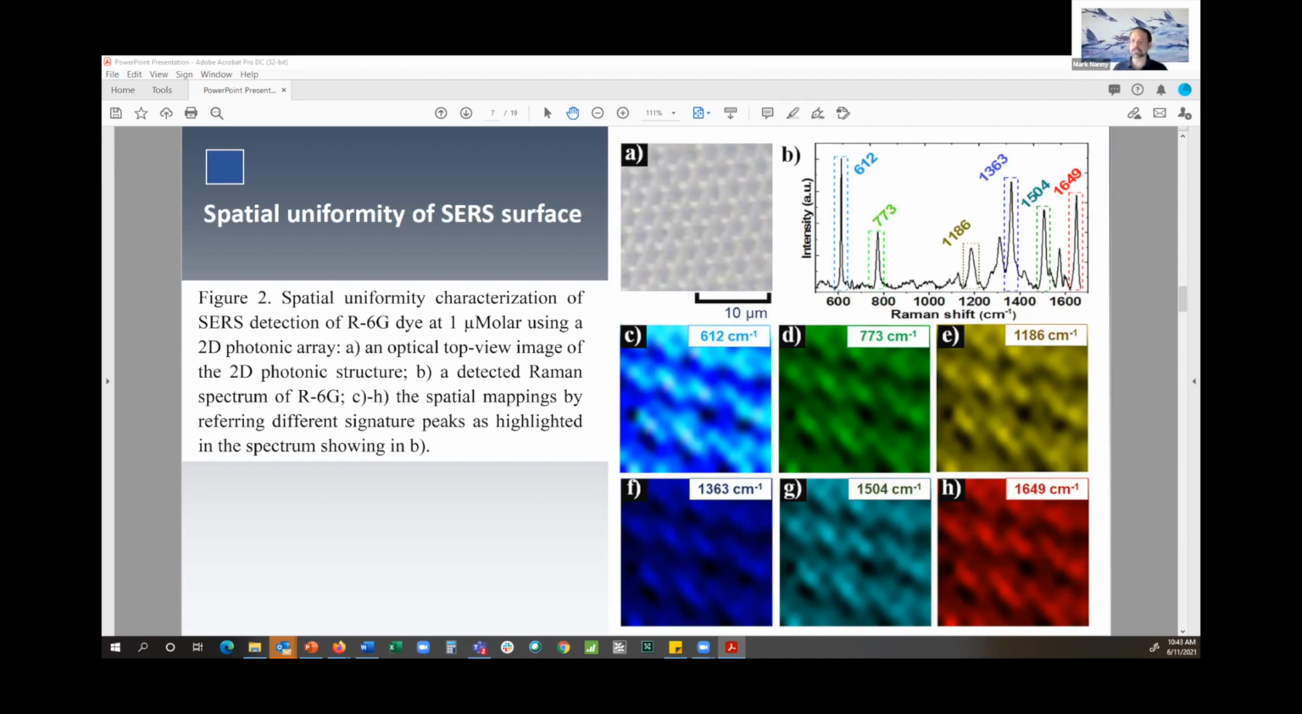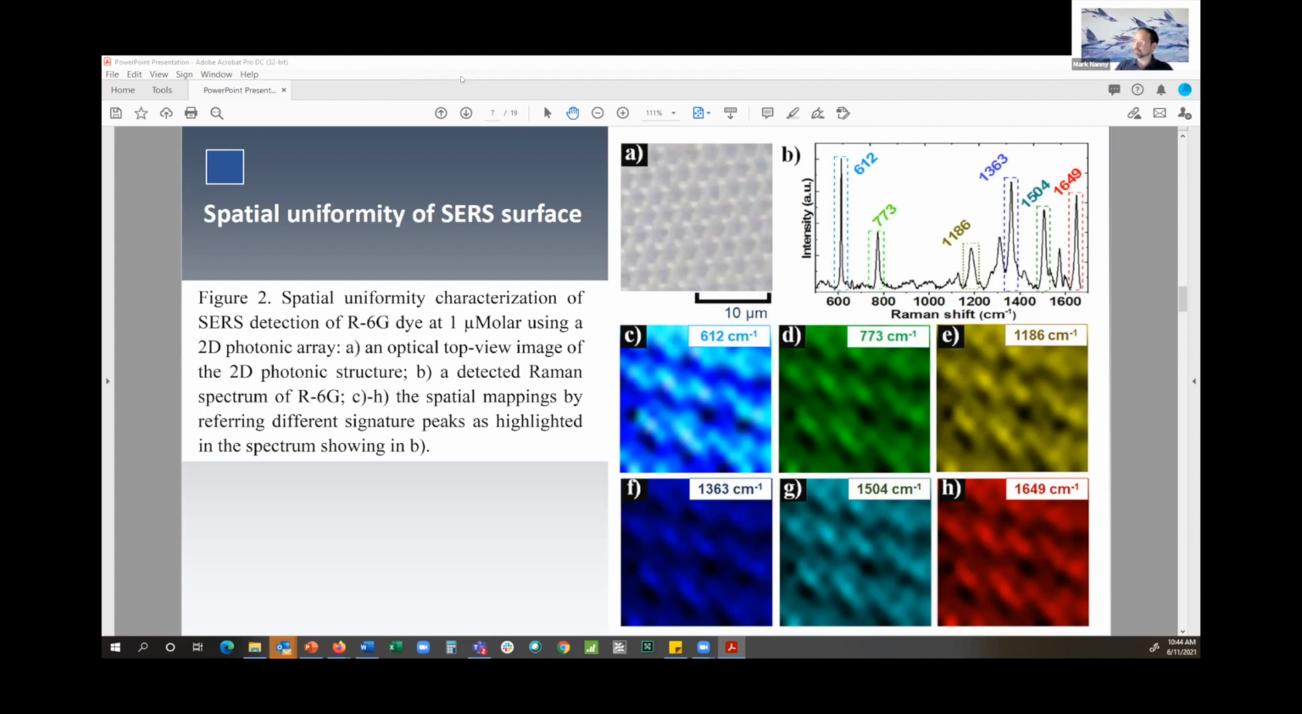We were testing it with R6G dye, which is a very common dye standard used in Raman spectroscopy. And you can see here in B, the Raman spectrum, and you see that there are 6 peaks. And then down in the colored regions, we've shown that all those peaks are evenly spread throughout that surface. So that is the first technical criterion that one has to achieve when you're working with this, and it's much easier said than done.